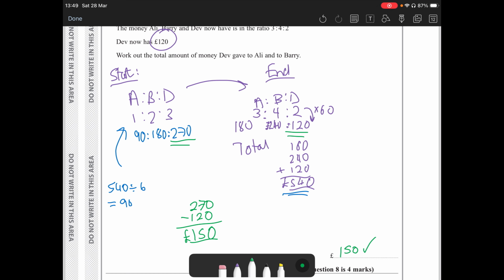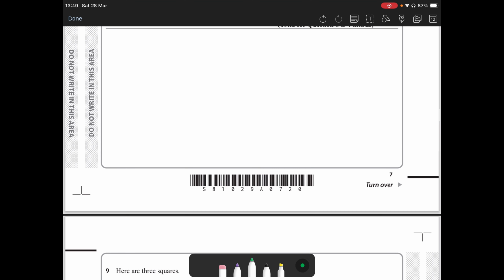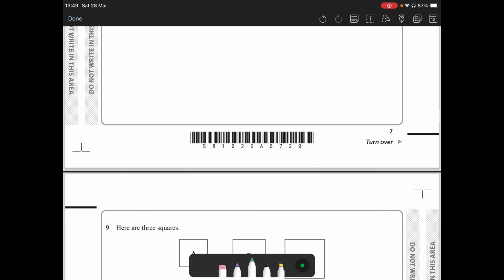I mean, you can eyeball the amount. Ali got £90 more. Barry got £60 more. I mean, you could have done it that way. That's probably just as easy, to be fair. But 150 is the answer. Well done if you got that.